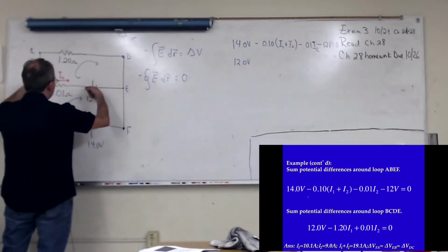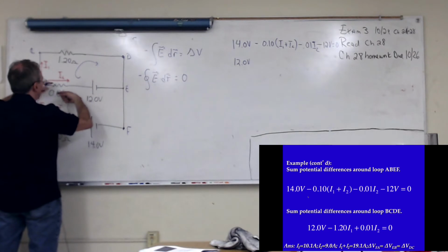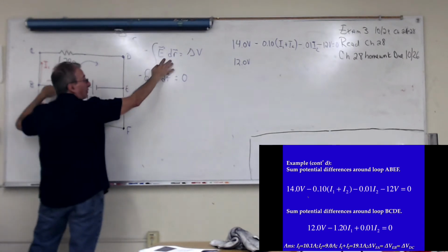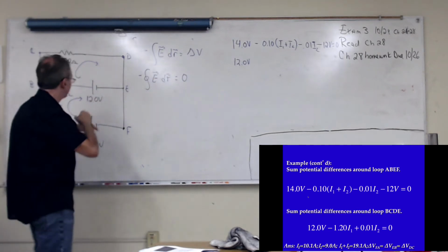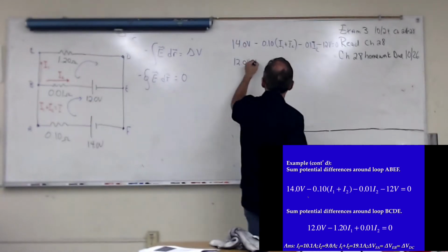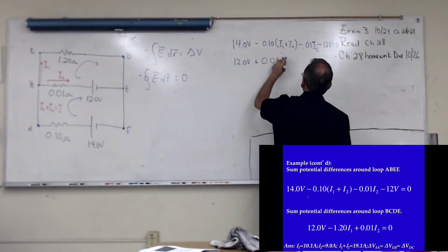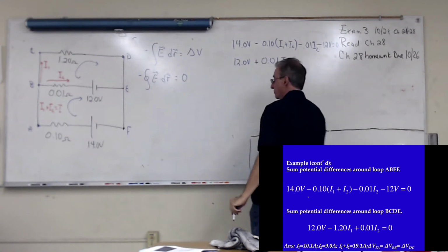Now notice I'm summing this way, but the current is in the opposite direction. The current is in the direction of the electric field. So this dot product will be negative, which means it's positive. This will be positive. Okay. And so I, 0.01 I2, and I'm sorry I'm not putting the units in for the resistance.